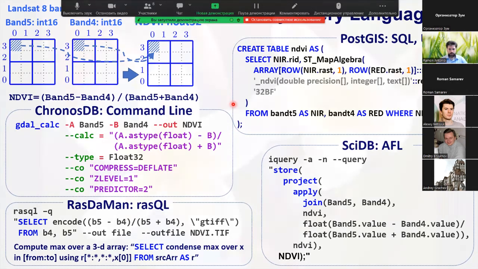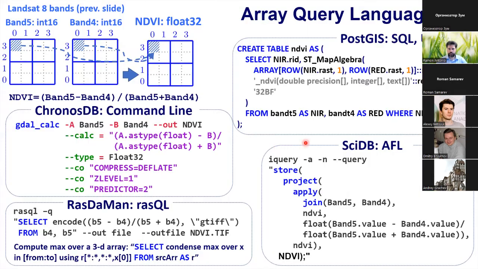So array query languages greatly differ between array DBMSs. Currently, there is no well-established standard yet. ChronosDB users work with the system as if they are already familiar with command line tools. ChronosDB commands have the same names, the same syntax, and even the same options as well-known command line tools, for example, gdal_calc. Hence, users can start working with ChronosDB immediately and avoid learning a new language.